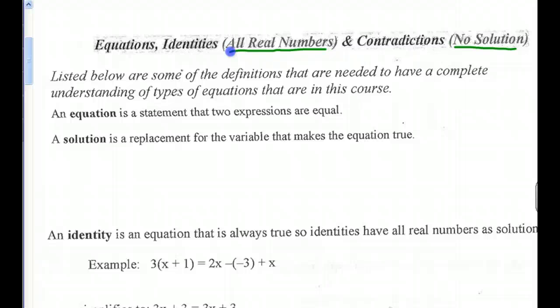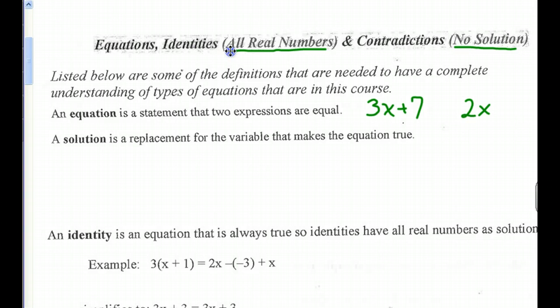So it says listed below are some of the definitions that are needed to have a complete understanding of types of equations that are in this course. So we're kind of bringing all of our knowledge about solving equations together. It says an equation is a statement that two expressions are equal. Well, we know what expressions are. So I'm just going to give you an example. Remember, expressions are basically an equation without an equal sign. So there's one expression. And I'm going to give you a second expression.